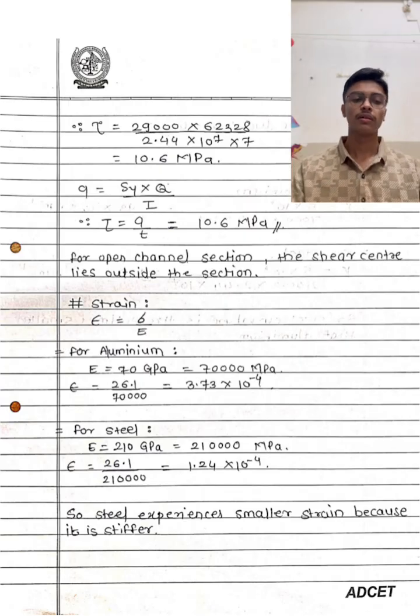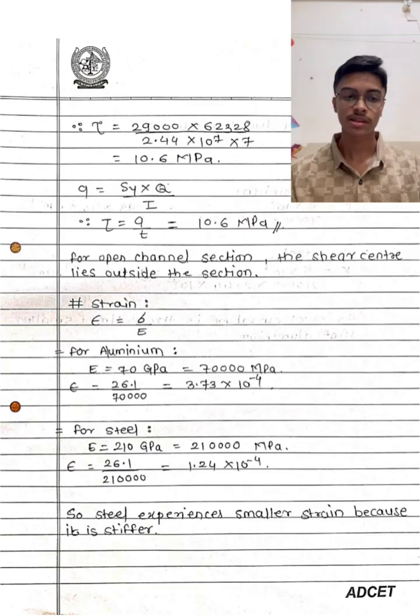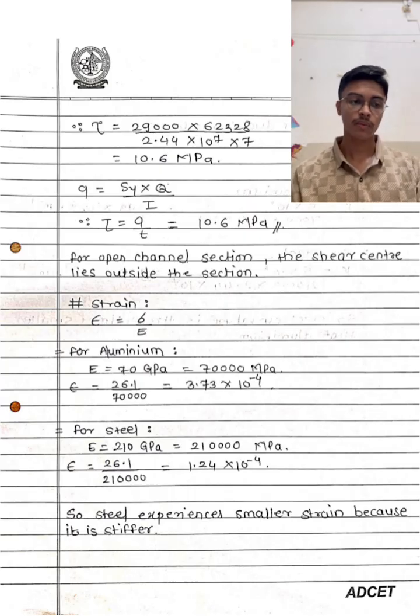After that, we have to find small q, that is Sy into Q divided by I. Here tau will be q by t, so we have got 10.6 MPa. For an open channel section, the shear center lies outside the section. Then after that, we have to calculate strain.